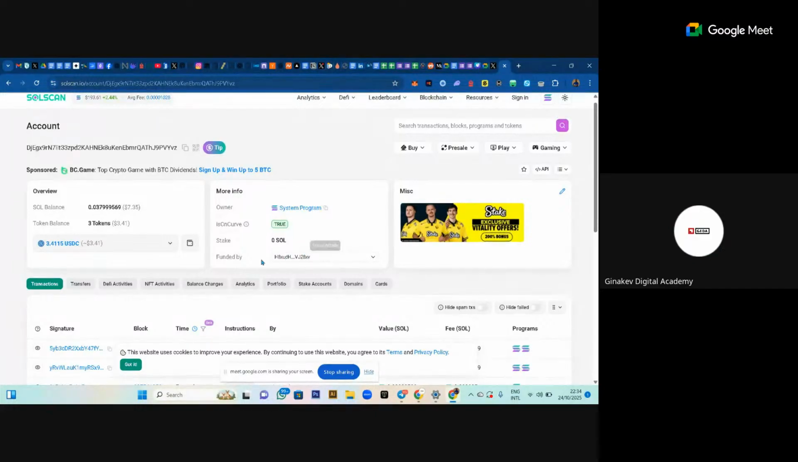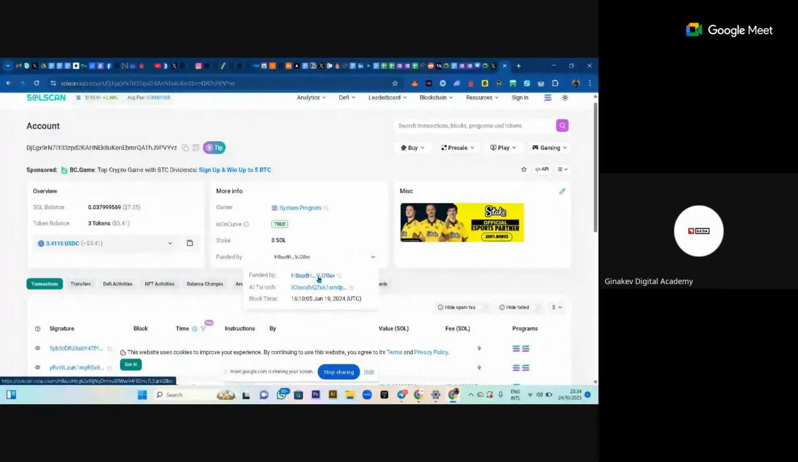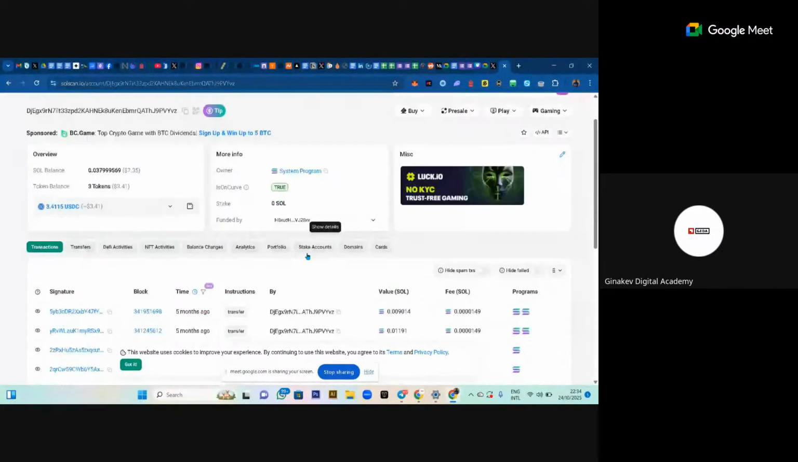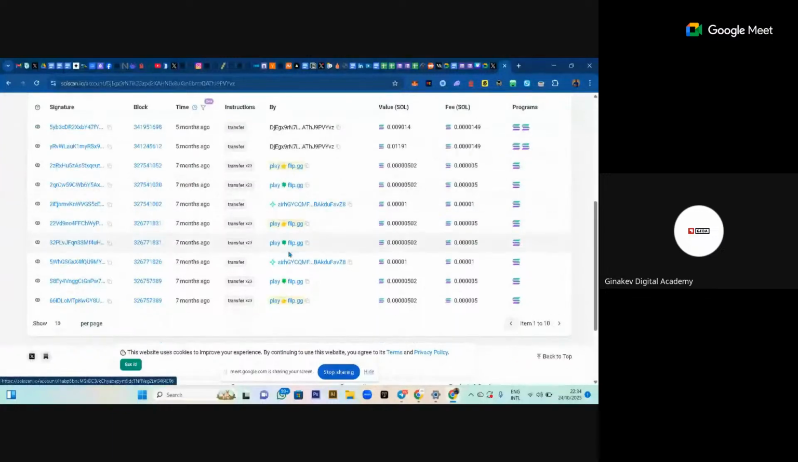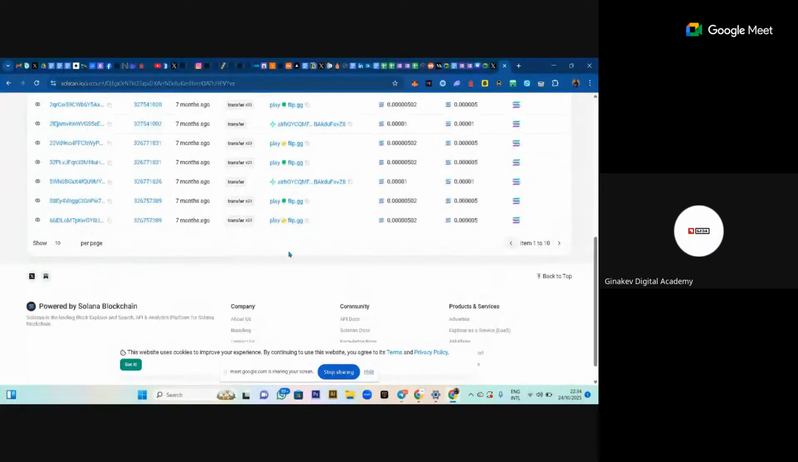Good. Now you can see "funded by", that means who sent this money? Who sent money to this wallet? They even gave me the name of the wallet that sent money to this one. Let me copy it. In blockchain, you can be a detective here. Now, when last did I use this wallet? This is the signature of the transaction. This is the block. 5 months ago, I transferred from this wallet, right? The value of Solana I transferred is this amount. It shows that it's been long since I used this particular wallet.